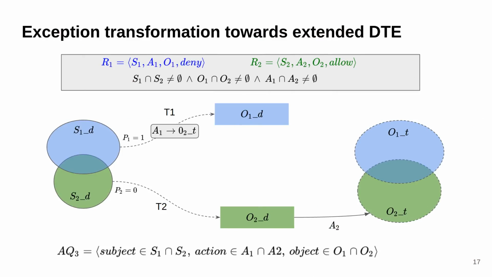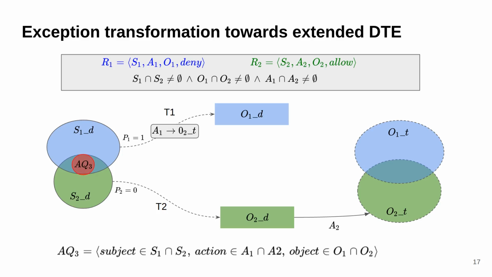Let's now consider a third access query, AQ3, that informally says that a subject in the intersection of S1 and S2 wants to perform an action belonging to A1 and A2 on an object associated to both the types O1T and O2T. So the access query starts from the intersection of the two domains S1D and S2D. Again, the subjects in the intersection of S1D and S2D cannot directly perform actions on objects associated to O1T and O2T.